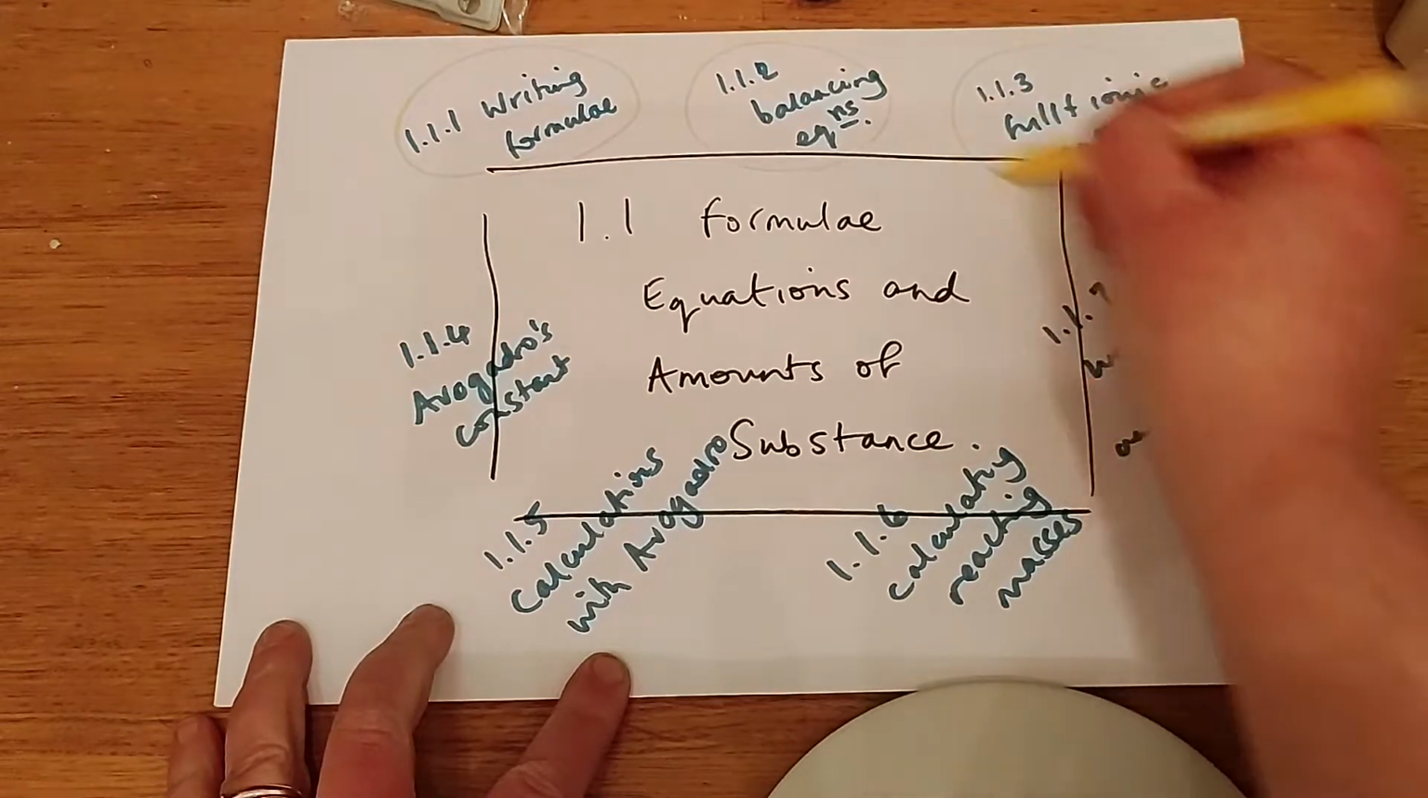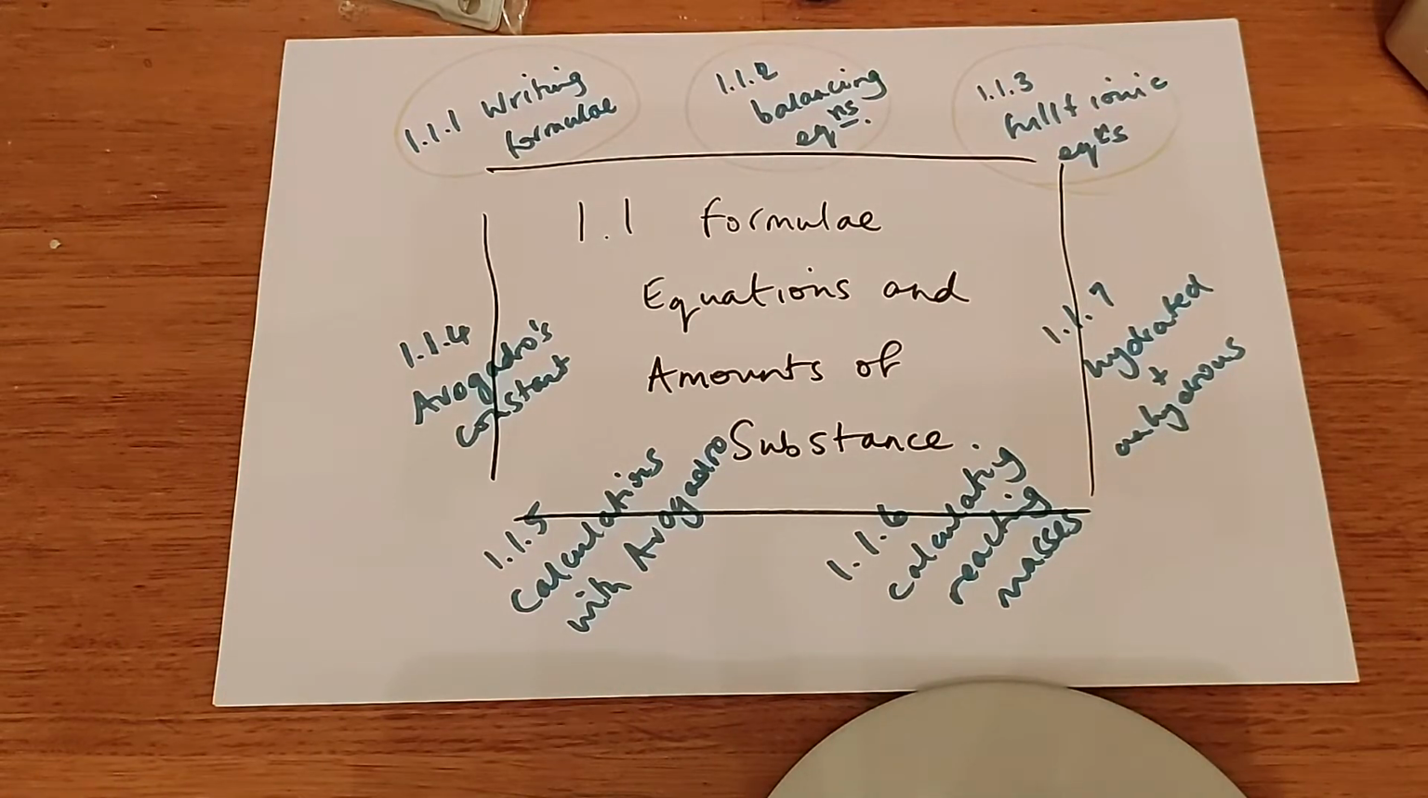Then you have to be able to write full and ionic balanced equations, including state symbols, for all the reactions that have been studied in the course. So anything that has appeared, you have to be able to write that reaction. You'd be expected to have learnt it.